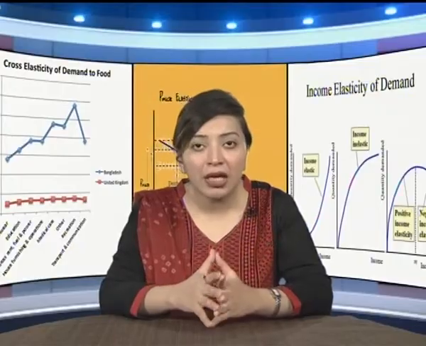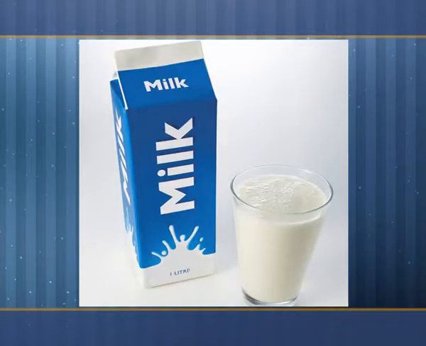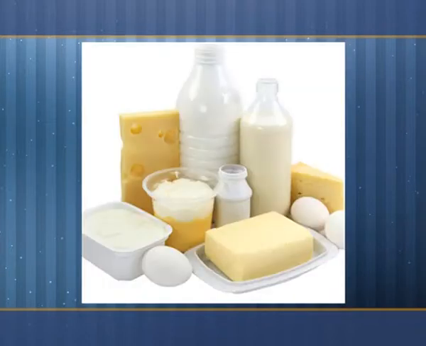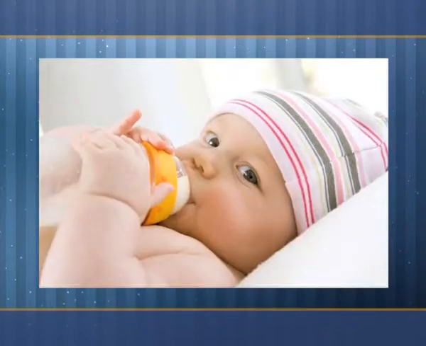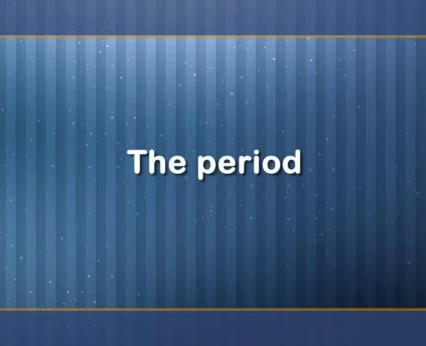To illustrate, milk has several uses. If its price falls, it can be used for a variety of purposes like preparation of curd, cream, ghee, and sweets. But if its price increases, its uses will be restricted only to essential purposes like feeding the children and sick persons. Next is the period.